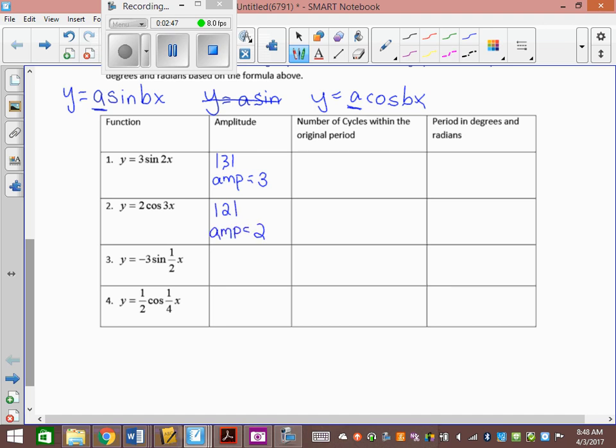So if the amplitude is 2, how far is it from the min to the max? From the minimum to the maximum, if the amplitude is 2. It's 4. It's double the amplitude. And then this one, the absolute value of negative 3, so my amplitude is 3, because remember that negative just causes a reflection in the x-axis. It doesn't change the height of the graph at all, correct? And then this one, the absolute value of a half, so your amplitude would equal a half.